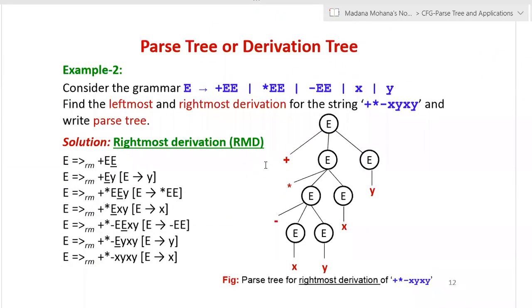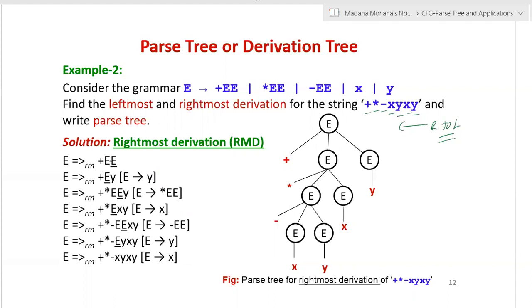So for rightmost derivation, what we have to do: right to left, variables need to be substituted by the corresponding productions from P. So here let us start with E derives plus EE. So now right to left you need to derive the string. So first you need y, then x, then y, then x, then minus, then into, then plus. So we have to derive the string by substituting the variables from right to left.